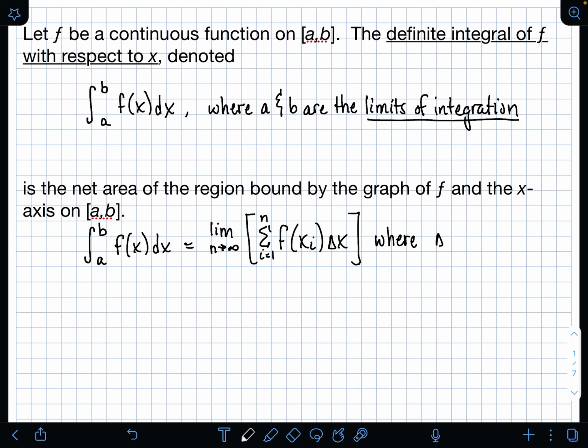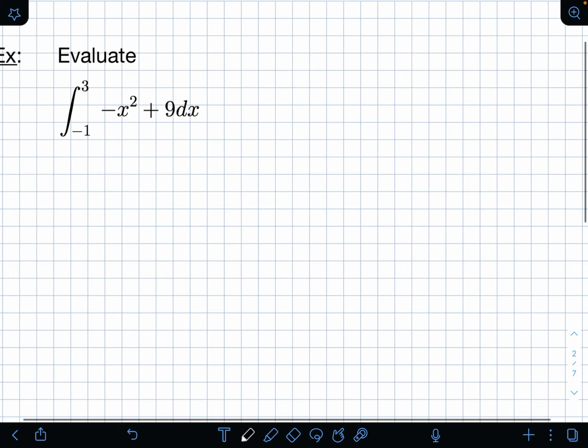So what this means is that we have a much more compact way to write the long phrase, find the area of the region bound by the graph of f of x equals whatever and the x-axis on the interval a to b. Now we can simply write the definite integral. Nothing about the calculations has changed, but for example, evaluate the definite integral from -1 to 3 of negative x squared plus 9 dx.